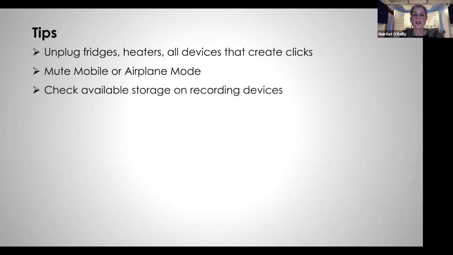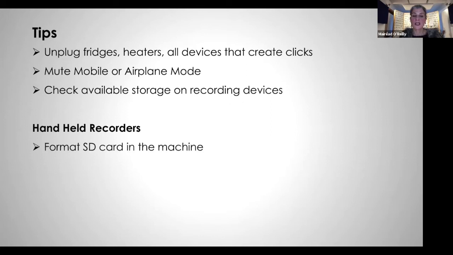You need to check the available storage on recording devices. With handheld recorders, a trick that isn't always stated in the manual, but it is a valuable piece of information, is to format the SD card in the machine. So the machine will tell you to either initialize or format when you're setting it up, and it'll give you the instructions and it'll be in a menu. It's no biggie, but it's something worth doing in the machine itself, rather than trying to do it in a computer and getting the machine to read it after a computer, let's say.